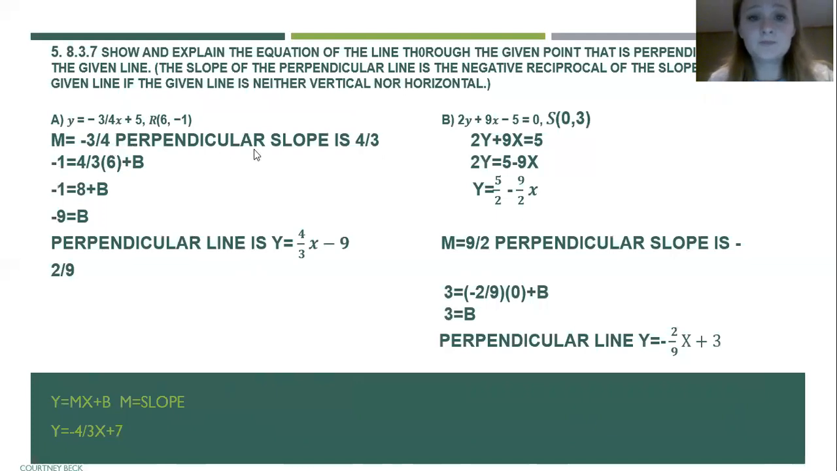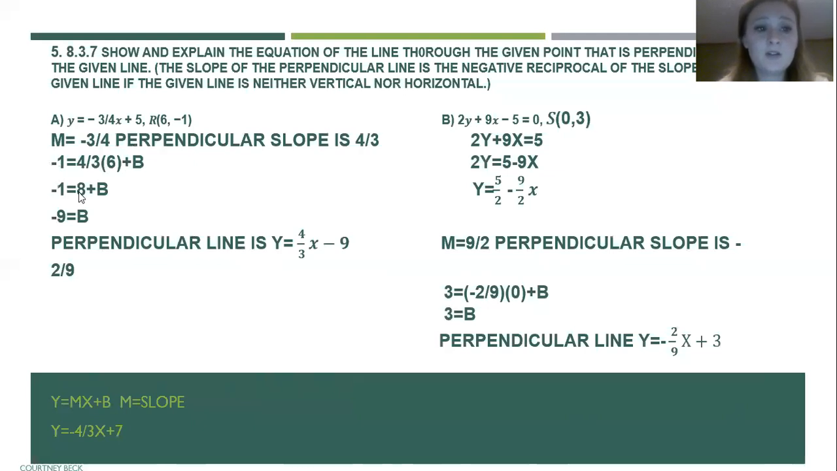So we're going to flip it to 4 over 3 and take away the negative. Then we take our y point and put it at the y equals right here, and we put our slope right here. As you can see, it's y equals mx plus b, where m equals the slope. So here we have the y, -1, then we have our slope, and then we're putting in 6 for x, and then plus b. So we're trying to figure out the b.